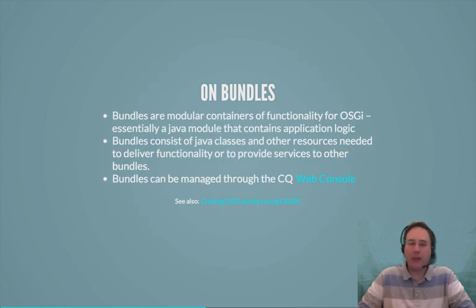I also mentioned bundles when talking about the multi-project Maven archetype. Now, a bundle is a modular container of functionality for OSGi containers. It's essentially a piece of a Java module that contains application logic, and that will typically be a number of Java classes and whatever other resources are needed in order to deliver that functionality or to provide services to other bundles. You can manage your bundles through the CQ web console. In CQ 5.6 and earlier, this was called the CQ OSGi console.